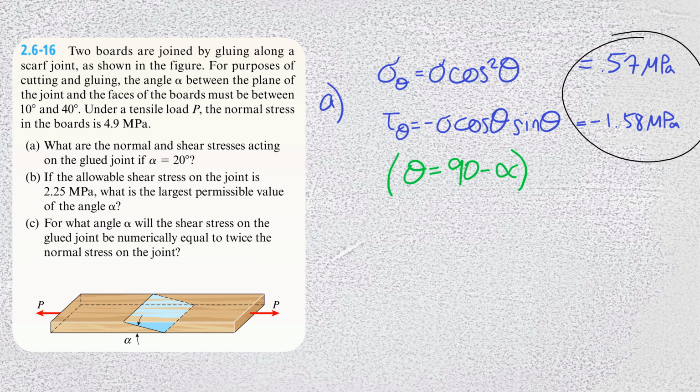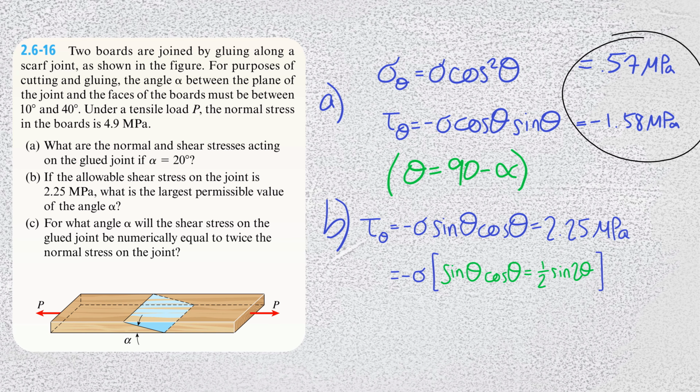If the allowable shear stress on the joint is 2.25 megapascals, what is the largest permissible value of the angle alpha? So right here it's talking about shear, so we're going to be using this equation and setting it equal to our shear. However, you'll notice it will be very difficult to find theta, considering that we have two trigonometric functions that theta is inside of.